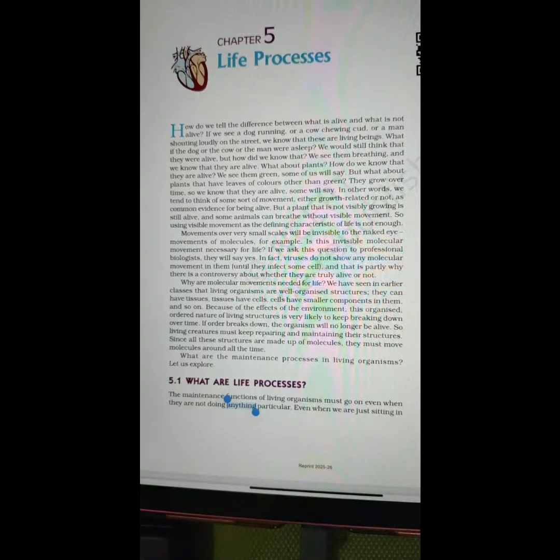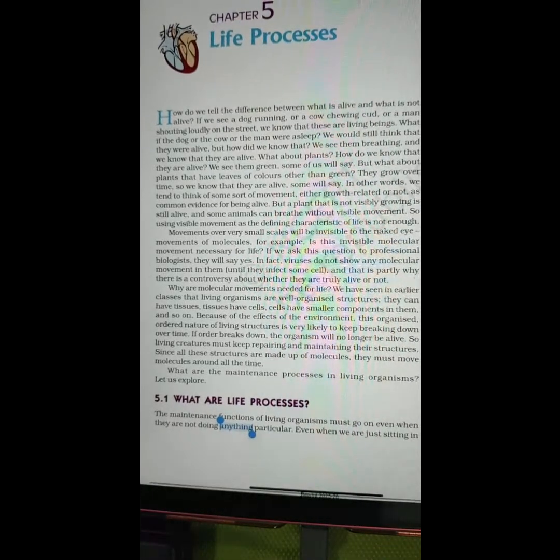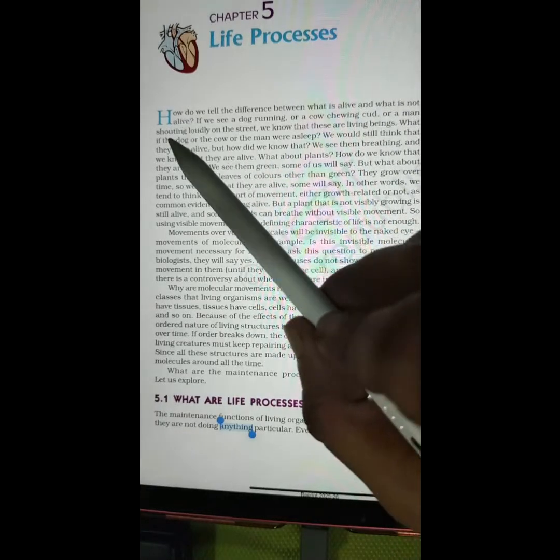In this live of today, we will be reading the pronunciation of difficult spellings from this chapter. This is taken from class 10th NCERT Science, Chapter 5, Life Processes. I hope the screen is clear to everybody. So without further ado, let's begin with reading of the difficult words.